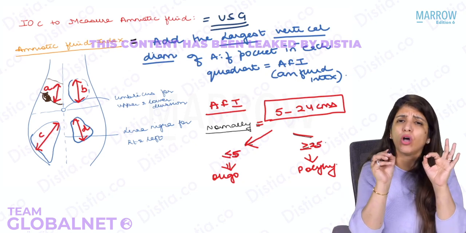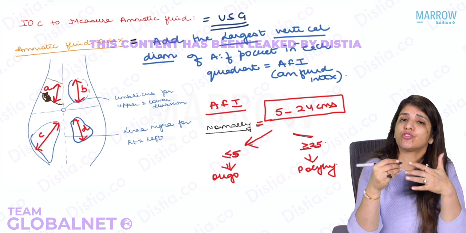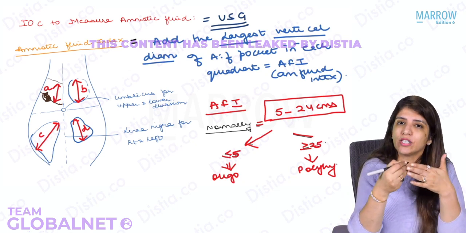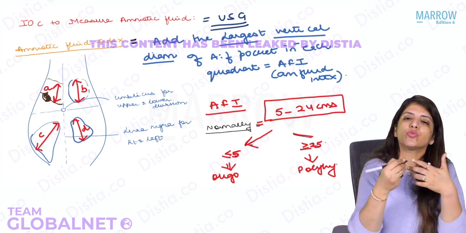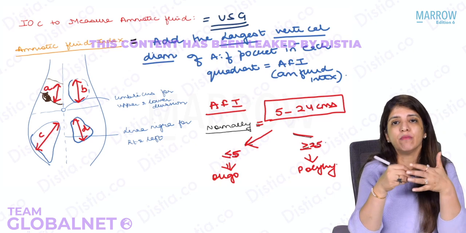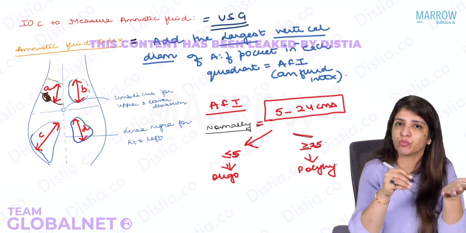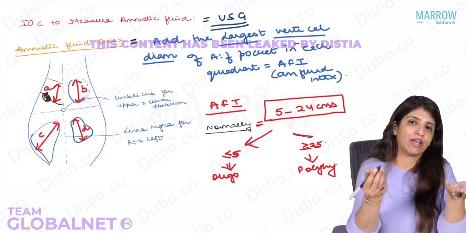Now, there is small variation over here in different literatures, in different references which we have. Some of them say more than 24 becomes polyhydramnios. Some of them say 25 and more than 25 becomes polyhydramnios. Some say 24 and more than 24 is polyhydramnios. But some say 25 and more than 25 is polyhydramnios.